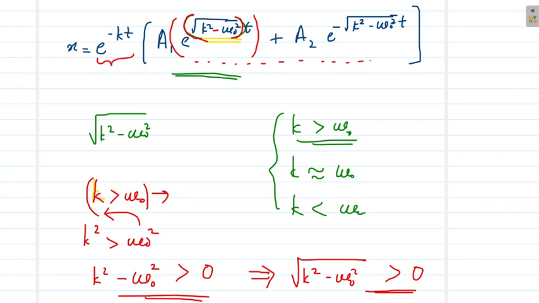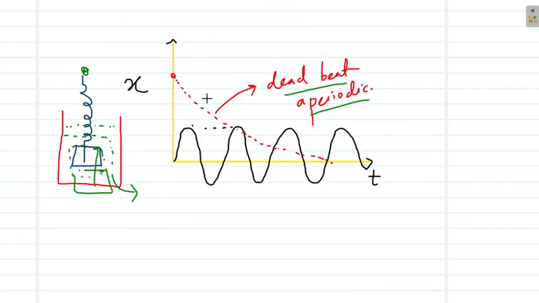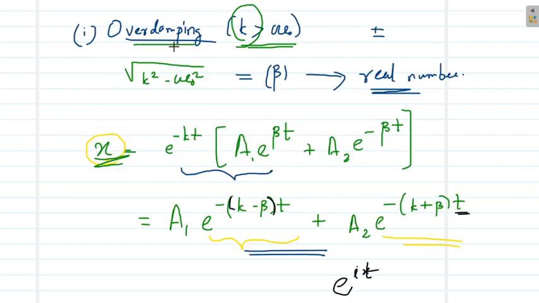So this happens when k is greater than omega 0. So what was k? K is the damping constant, right? That means if the damping factor is greater than the natural frequency, then the system will slowly come to rest. It will not be able to make oscillations. So that is the case when we consider overdamping. The system is overly damped. And the solutions, as you can see, display no behavior of oscillations.